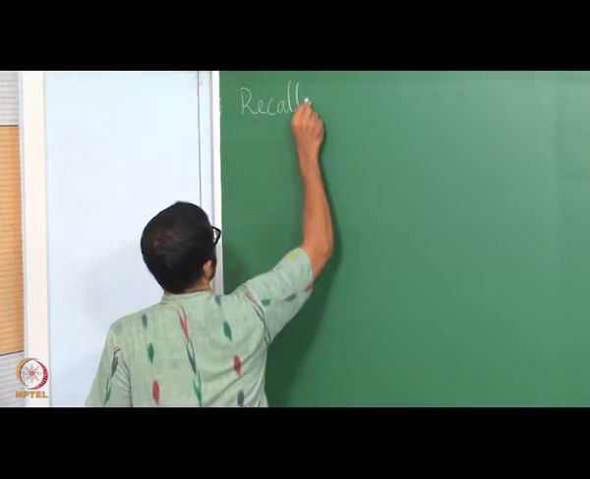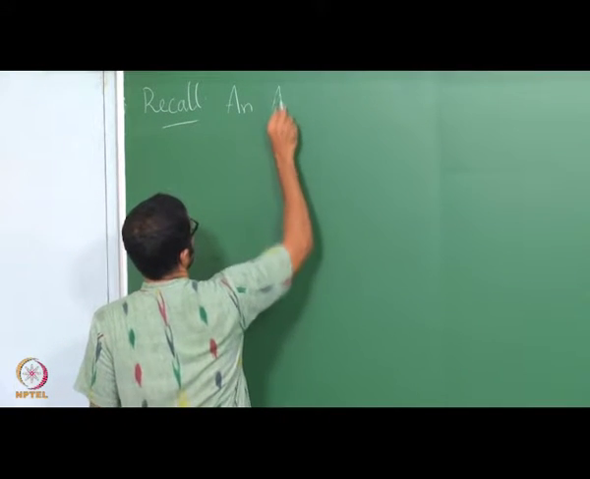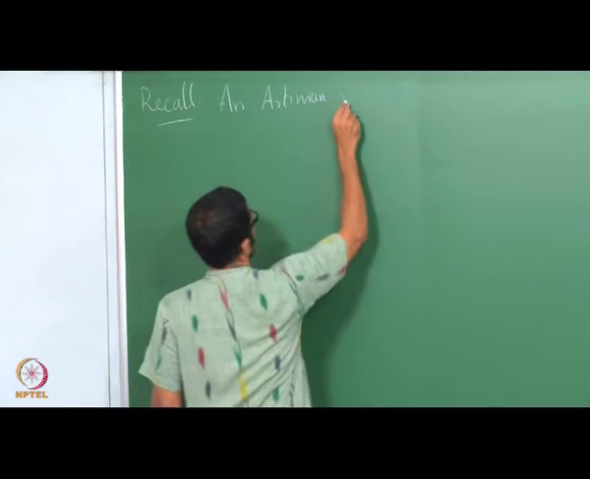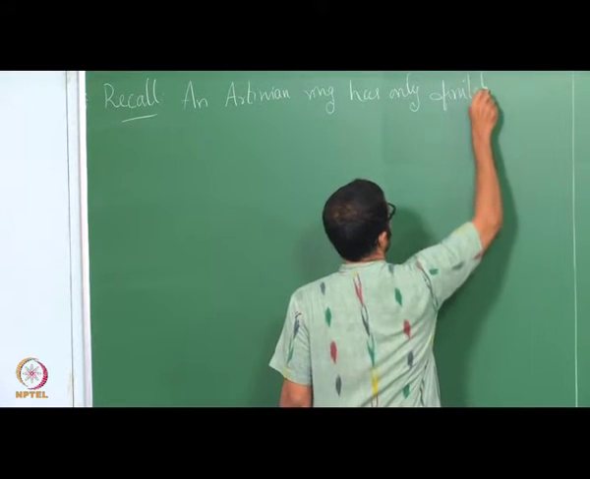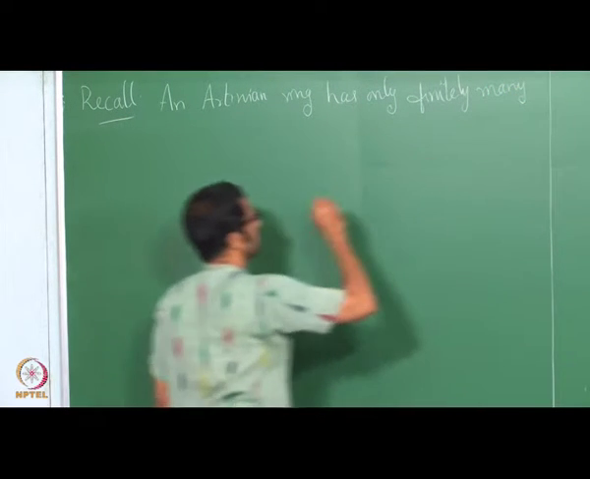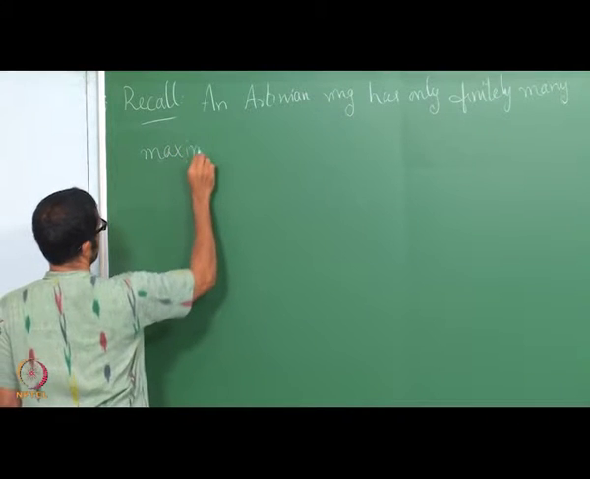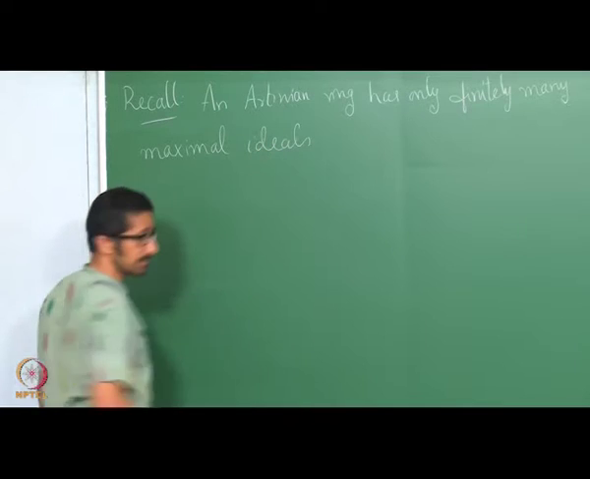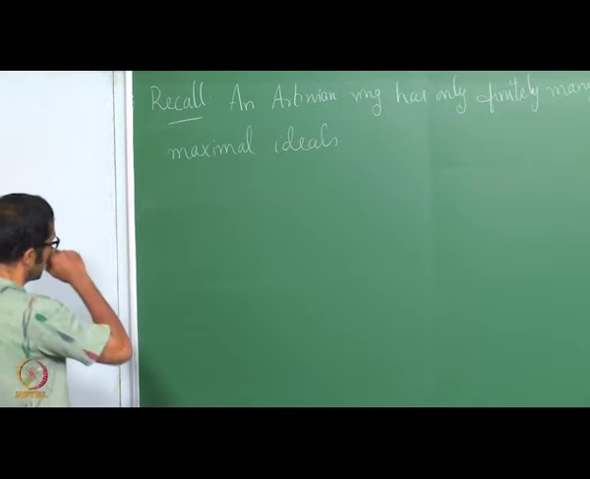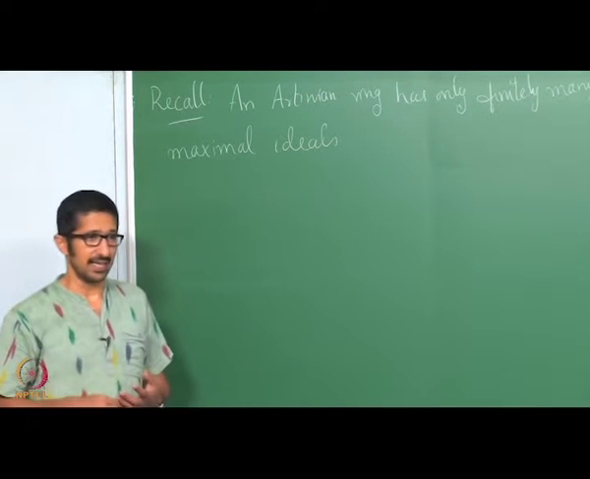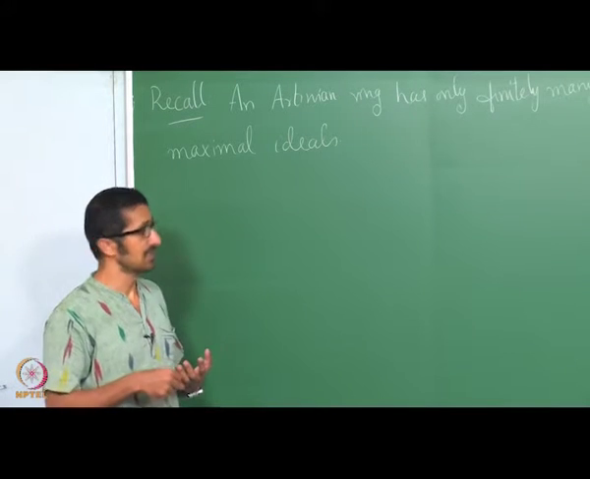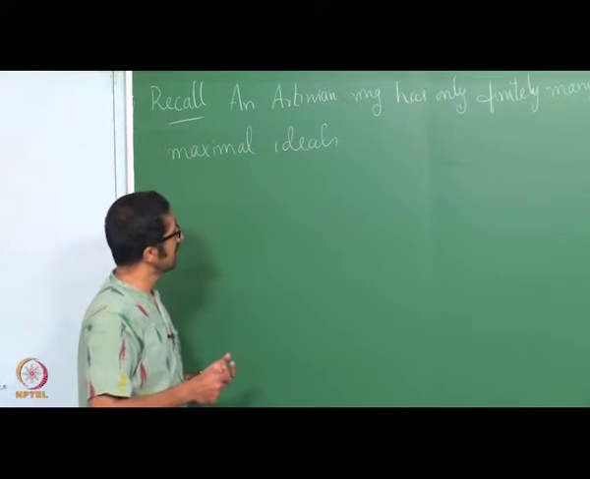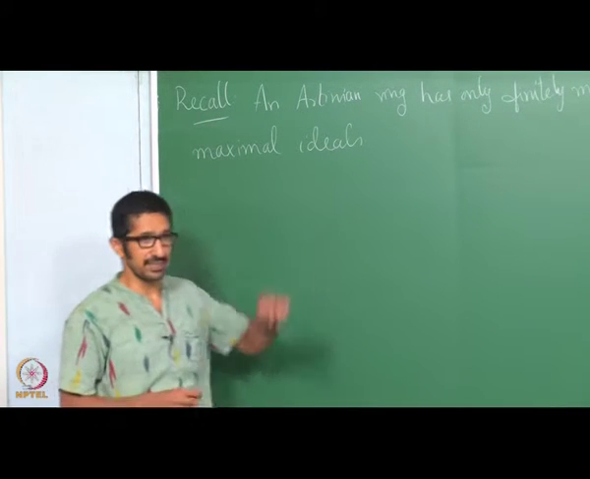So, last time we proved that an Artinian ring has only finitely many maximal ideals. Right. So, we showed that any prime ideal of an Artinian ring is maximal, okay, and it has only finitely many maximal ideals.